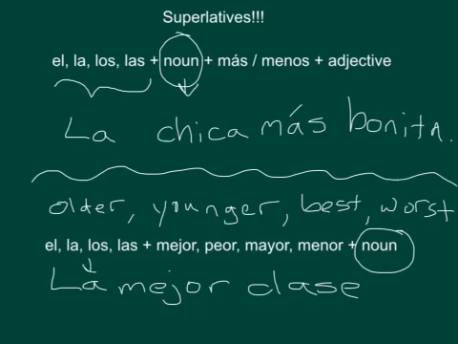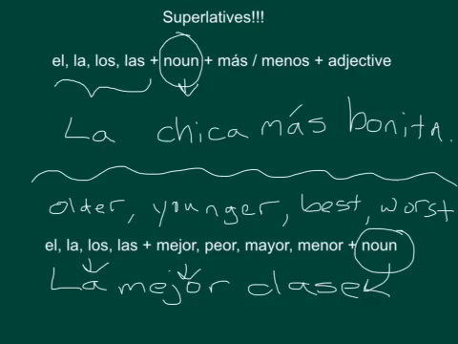So here's the la for the definite article. Here's mejor, the best. And here is my noun, clase, la mejor clase. One last thing that you need to know about this that I'm not writing down is that mejor, peor, mayor, and menor can all be made plural. So if I'm saying the best classes, I would say las mejores clases. Mejores, peores, mayores, and menores.